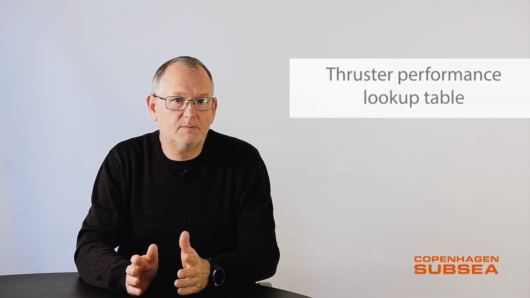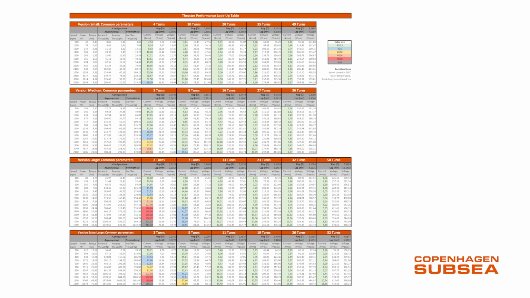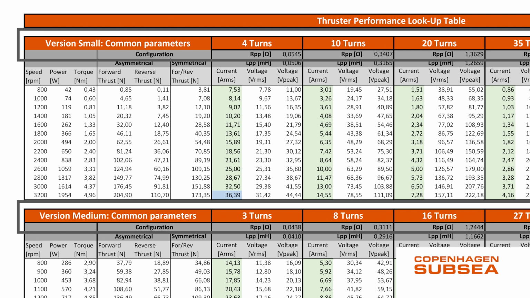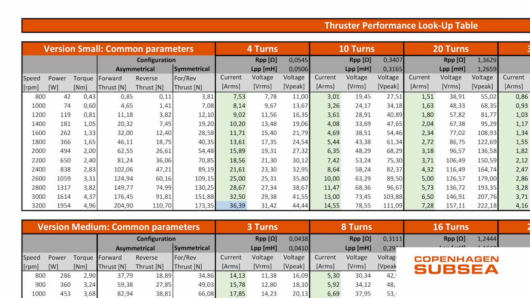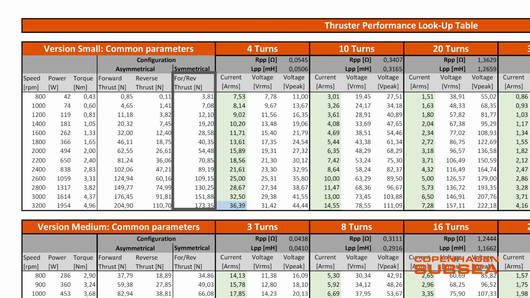We have developed a lookup table for thruster performance that looks like this. The versions are listed under the orange bars in the table, representing the different versions: small, medium, large, and extra large. You can see that for each version there is a corresponding RPM, power input, and thrust values. The thruster configuration, asymmetrical and symmetrical, are listed for both forward and reverse directions. For symmetrical configurations, the forward and reverse settings are identical. The number of turns along with the required current and voltage is listed to the right.